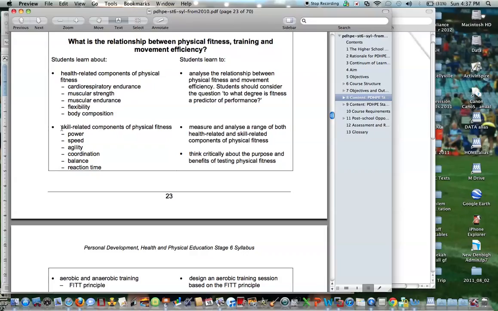The skill-related components of fitness were not required. Students who wrote about them got 0 marks or no marks for that area, as well as those who confused some of these points and had power, speed, agility, for example, up in the health-related, which would also demonstrate a lack of knowledge and wouldn't get any marks for that as well.